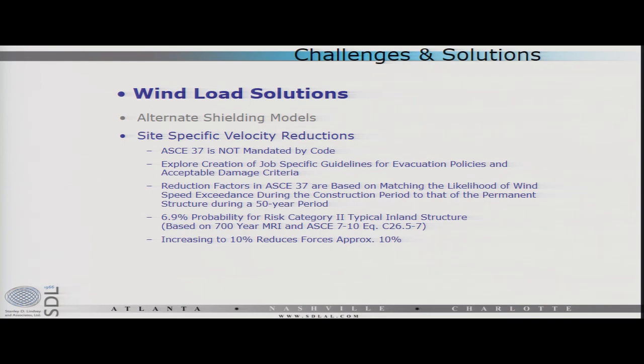I go through some numbers here, but basically the ASCE 37 reductions are based on the assumption that the risk in a 50-year period of the permanent building should be matched by the risk of your temporary construction condition, which is about a 7% probability of exceedance, that the storm you're designing for is going to be exceeded. So if the owner is okay with a 10% probability of exceedance, then you get to reduce your forces, and so on and so forth. So it's a conversation that can be had at the beginning of a project.